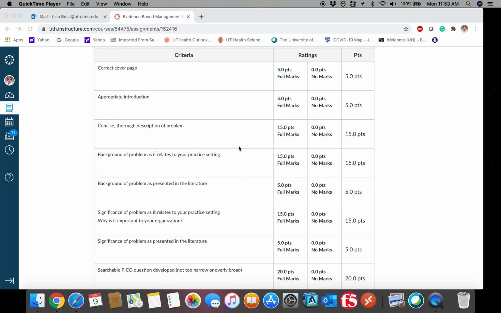So background of the problem as presented in the literature. That's 5 points. And so I would say something about how ineffective leadership skills. I'd probably start out saying, the evidence is consistent with what I am seeing in my practice setting. So, ineffective leadership skills looks like, I bet there's some sort of, I'm trying to think of a statistic.